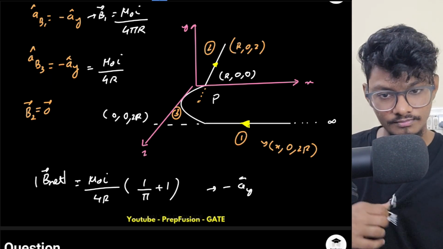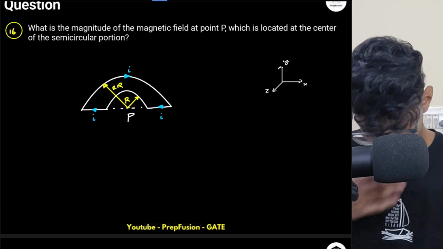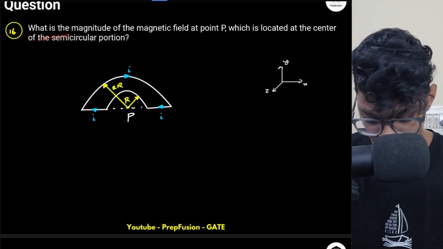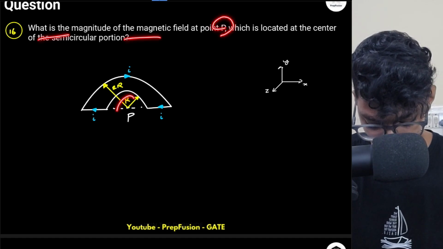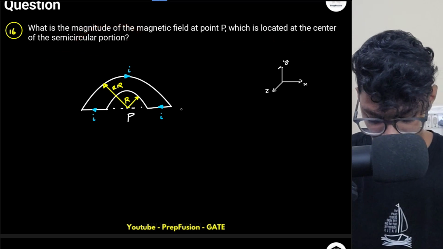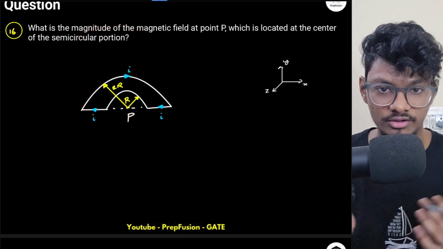Okay, so now let's solve another question. This is a good question again. What is the magnitude of the magnetic field at point P, which is located at the center of the semicircular portion? So here I have two semicircles, right? So how will I find out the magnetic field?